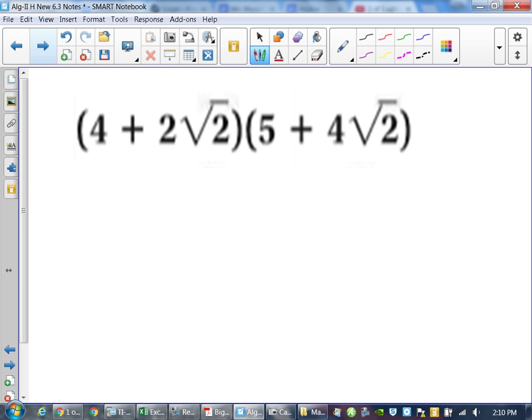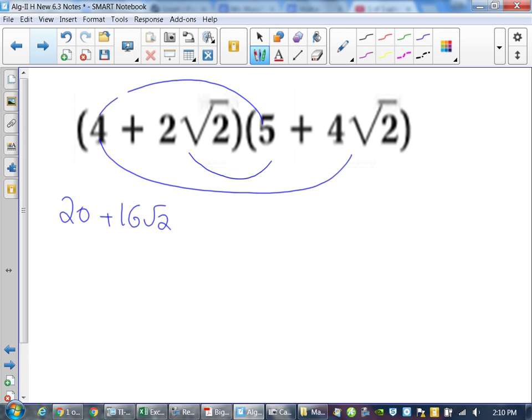So here we have binomials. Just like we've done every other time you can multiply out binomials, you just FOIL it. Okay? You FOIL it out. Distributive property and go. Billy binomial makes his appearance. 4 times 5. 4 and 4 root 2. 2 and a 2 root 2 and a 5.